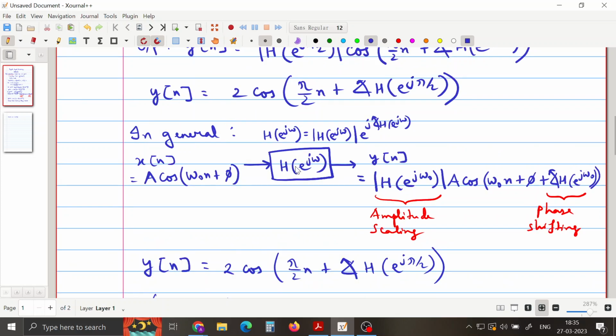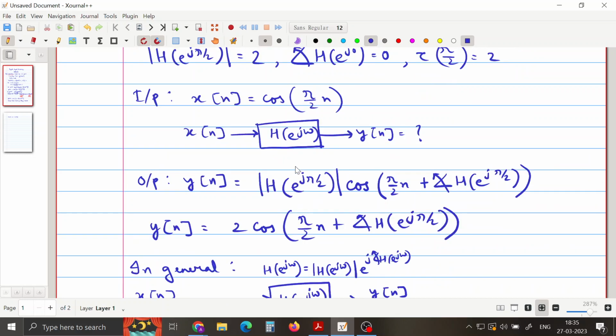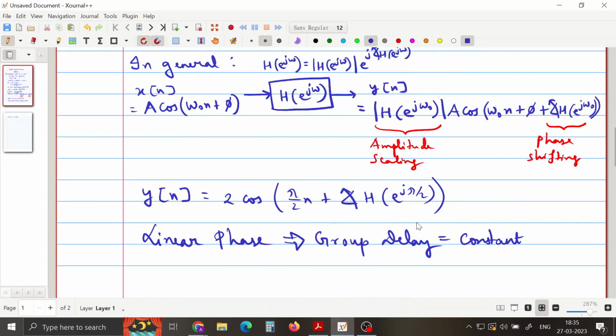And in this example, the input is exactly of this form, cos pi by 2 n, and we have used this known formula, and so y of n turns out to be 2 cos pi by 2 n plus the phase at omega equals pi by 2, this thing. So this is the expression for y of n that we get, but still we don't know the value of this phase of the frequency response at omega equals pi by 2.